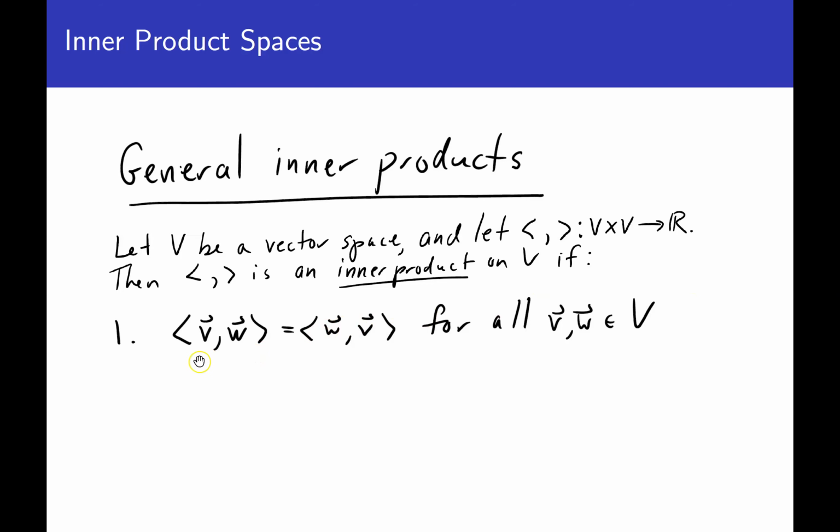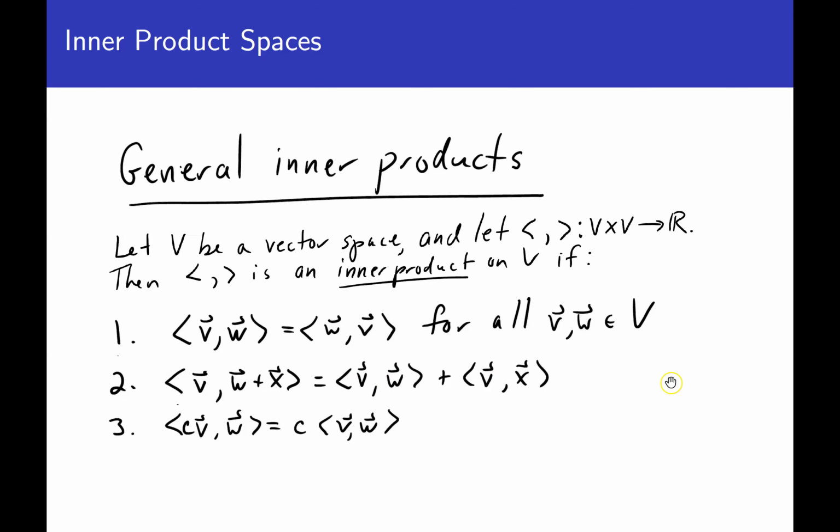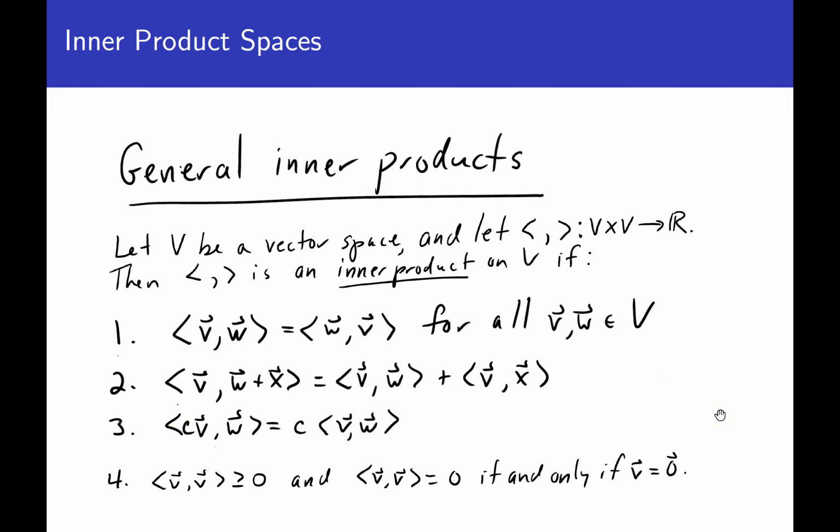So it's commutative. It doesn't matter the order in which you take the inner product. It distributes over sums. You can pull a scalar out in front. And that same one allows us to define length or magnitude or norm. A dot product of a vector with itself is non-negative, and the only way it can be 0 is if we started with the 0 vector.